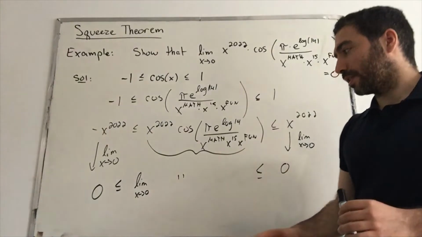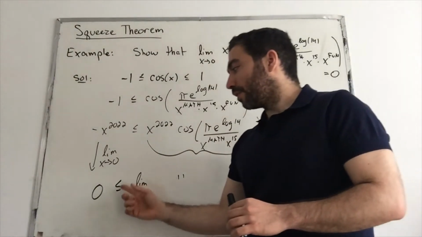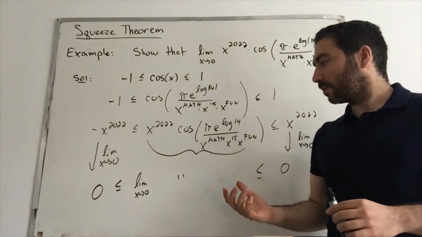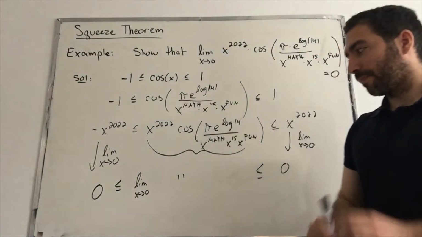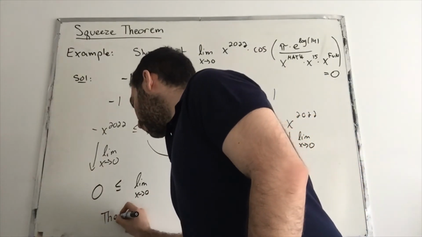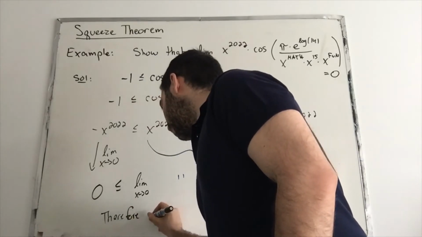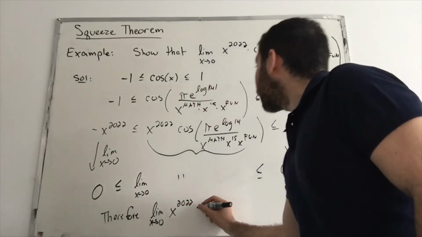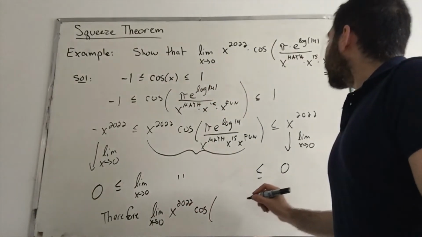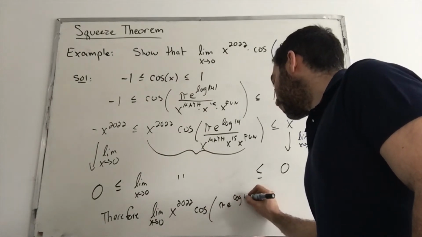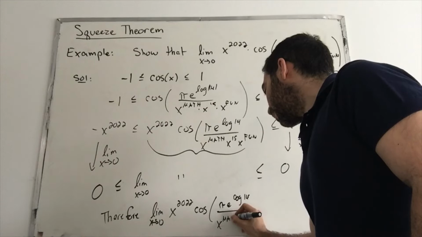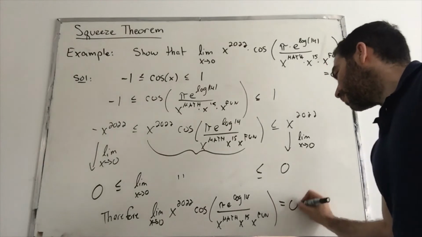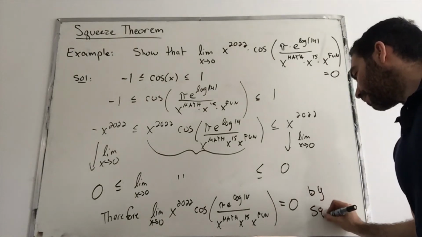So what we showed here is that whatever's in the middle has to be bigger or equal to 0, but at the same time has to be smaller or equal to 0. The only way for that to be possible is that it's equal to 0. Therefore, the limit as x approaches 0 of x to the 2022 of cos pi e log 14 over x, math is fun, has to be equal to 0 by Squeeze theorem.